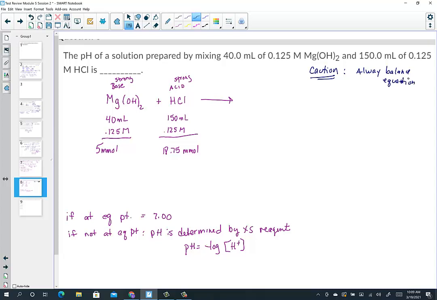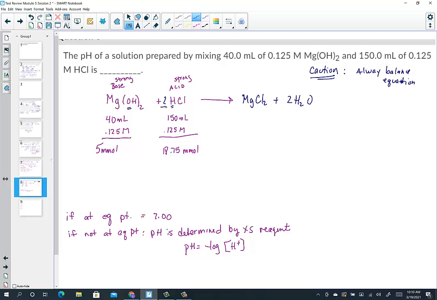What do you notice? We have a 2 equivalent base, 2 groups of hydroxide with a monoprotic acid. When I finish my equation, I can see that magnesium chloride and 2 units of water would form when I balance that equation. Clearly, we see that 2 moles of the acid are necessary to balance that base with its 2 groups of hydroxide. We need 2 H's to balance 2 OH's, making 2 waters.